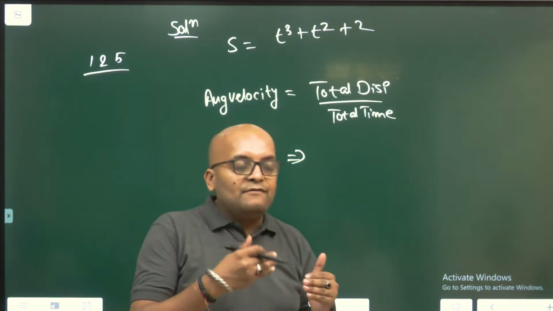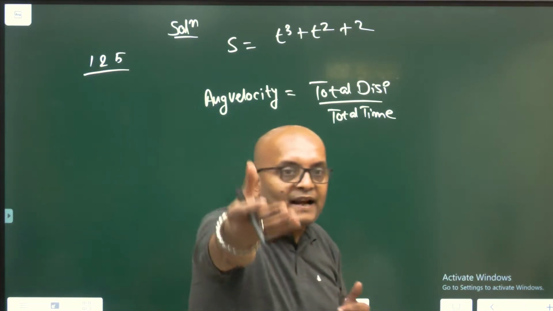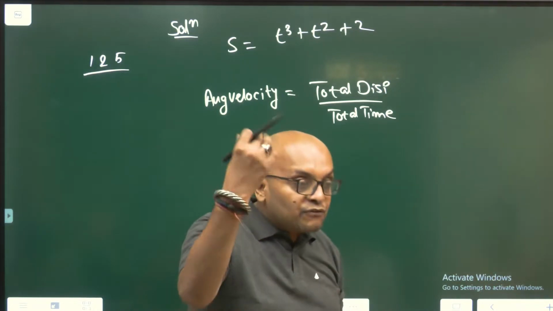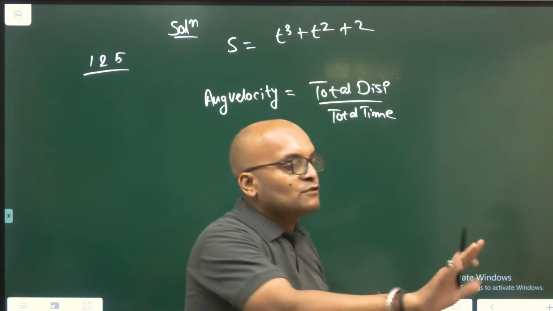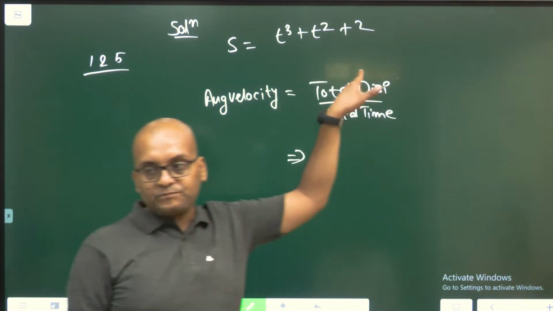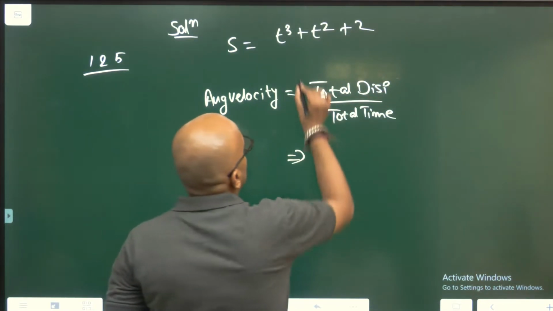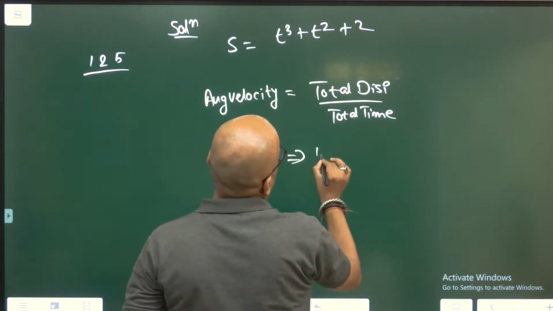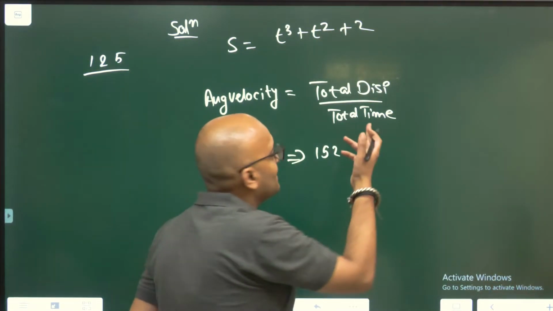Please understand, in 5 seconds, the body will reach some position. So the displacement of the body will be after 5 seconds. Yes or no? So that is why we are applying 5 here. Please apply 5 here. So 125 plus 25, that is 150 plus 2, 152. I have done it directly, you can calculate it.